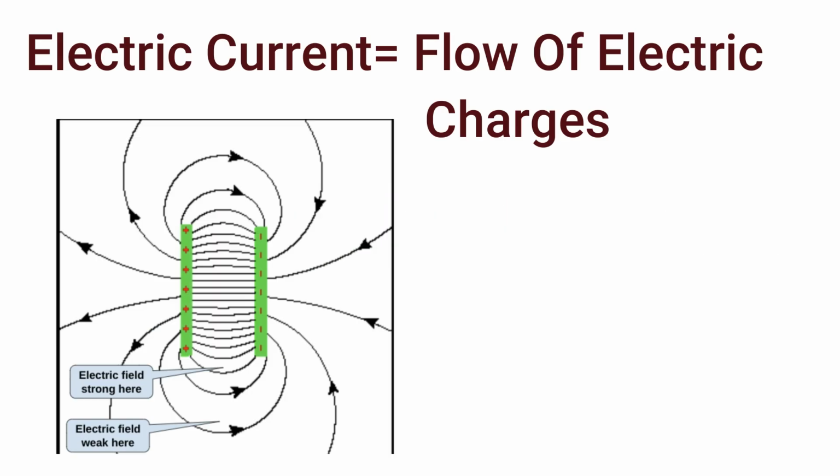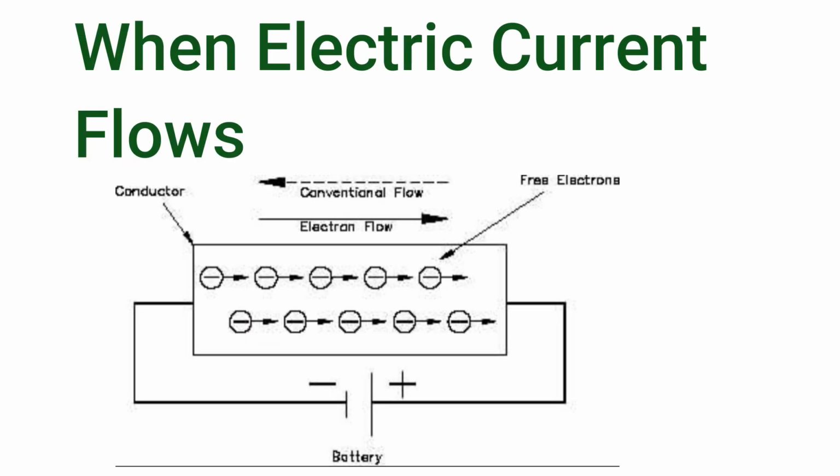Firstly, we'll see the definition of electric current. Electric current is defined as the flow of electric charges through a conductor. In most electrical circuits, these charges are electrons. When electrons move inside a wire, electric current is produced. Now we'll see why electric current flows.